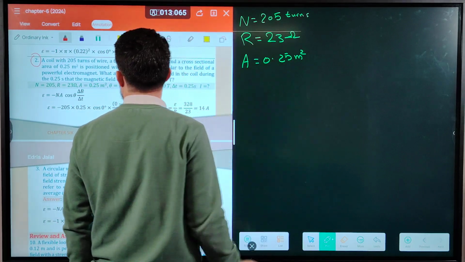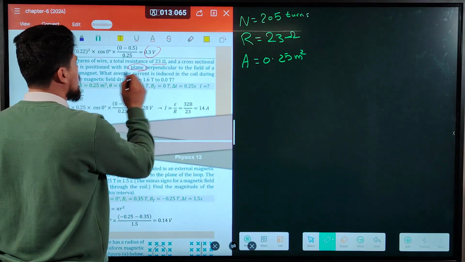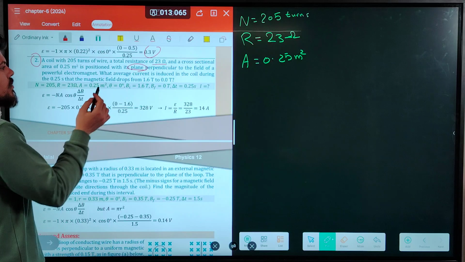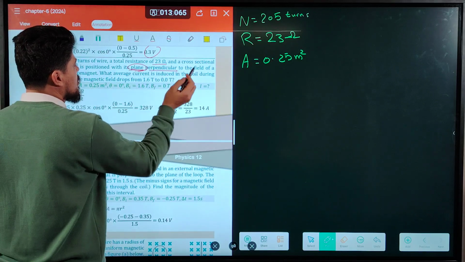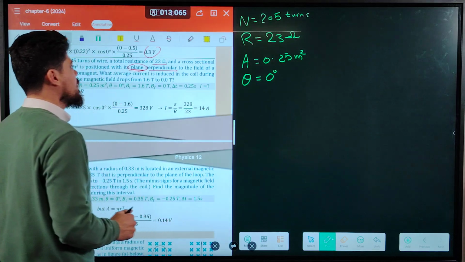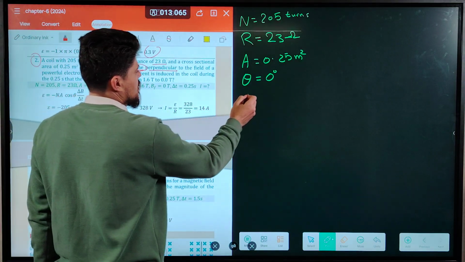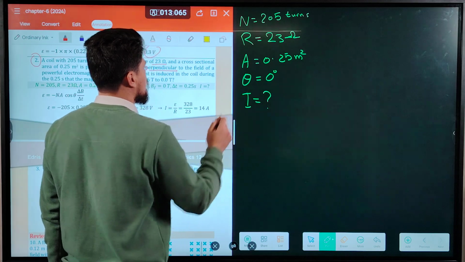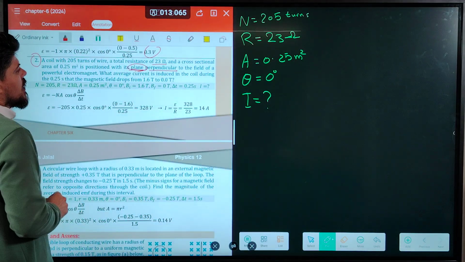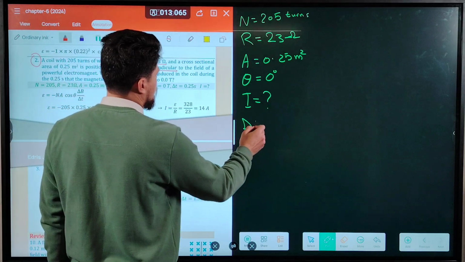It is positioned with the plane perpendicular. The plane of the coil, plane of the loop, is perpendicular to the field, which means theta is 0. Of the powerful electromagnet, what average current is induced in the coil during the 0.25 seconds? The time was given.